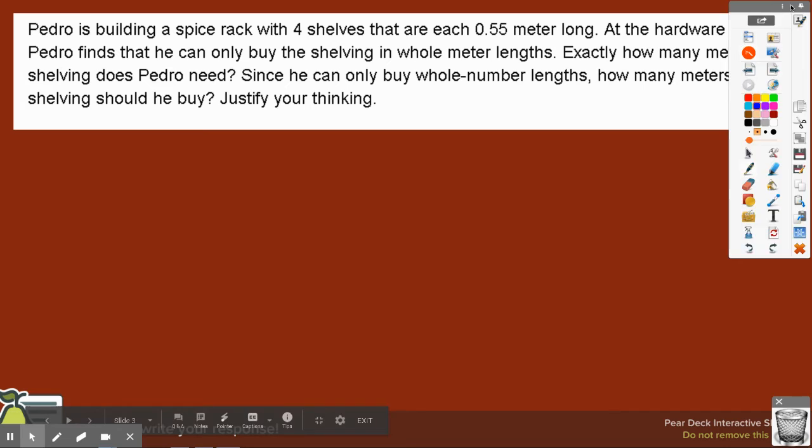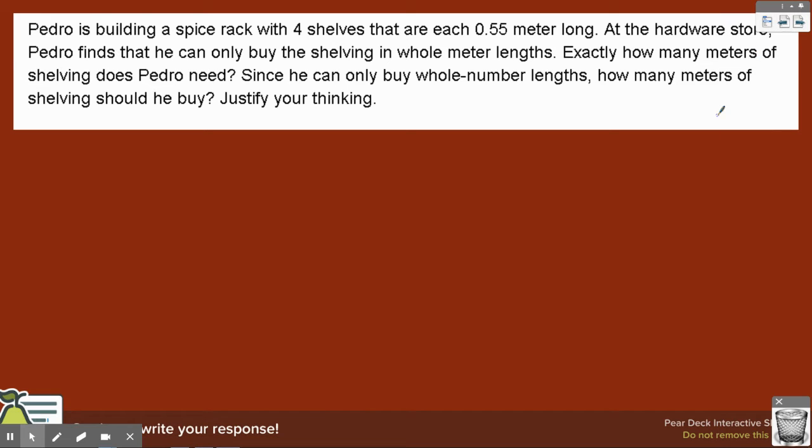All right, so now I have Pedro, and he's building a spice rack with 4 shelves that are each 55 hundredths meters long at the hardware store. He finds that you can only buy the shelving in whole meter lengths. Exactly how many meters of shelving does he need? Since he can only buy whole length meters, how many meters of shelving would he buy?